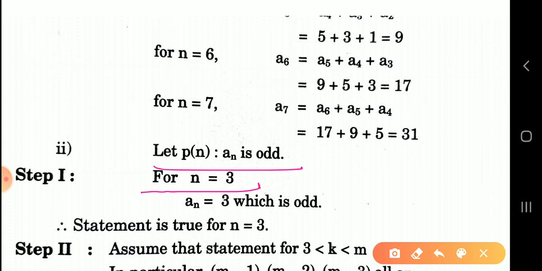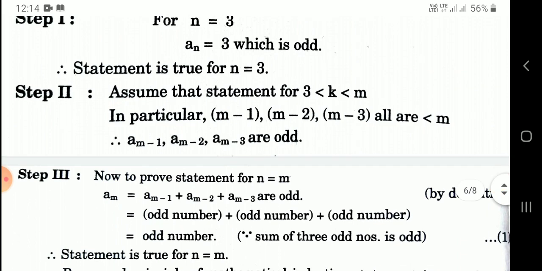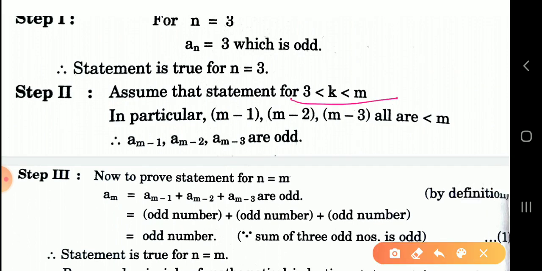For n = 3, a_n is a3, and we calculated that a3 = 3, which is odd. That means our statement is true for n = 3. Okay, we assume that our statement is true for all terms k where 3 is less than k is less than m. So all the terms less than m are valid for this statement.